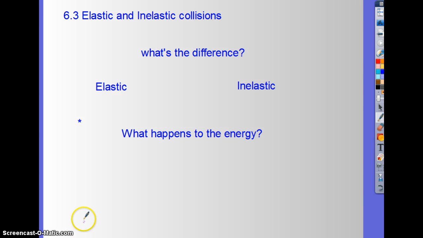Alright, so we're talking about elastic and inelastic collisions. So first question is, what's the difference between elastic and inelastic? Well, when you think about the word elastic, it usually means something that is stretchy, like an elastic waistband of your pants: you stretch it out and it goes back to its original shape. So when you talk about elastic collisions, you're thinking about things that, when they bounce against each other, go back to their original shape. And elastic collisions are ones in which the objects bounce.